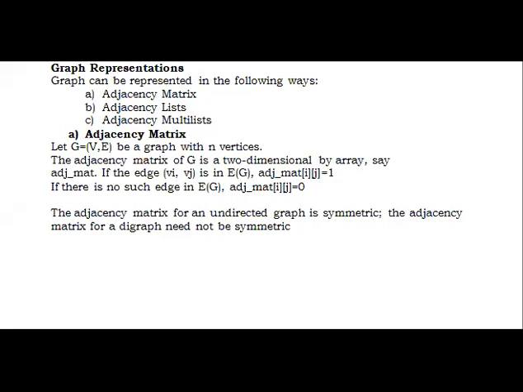The next topic is graph representation. A graph can be represented in three types: adjacency matrix, adjacency list, and adjacency multi-list. These are used for graph representation in data structure. Multiple types of data can be stored in the memory space. This is one of the advantages of graph representation.